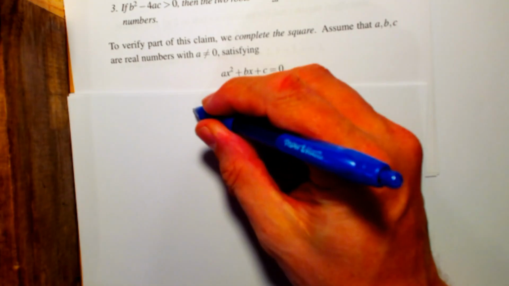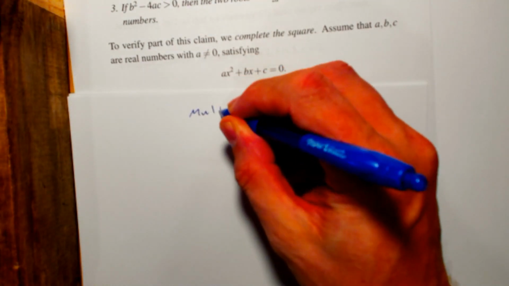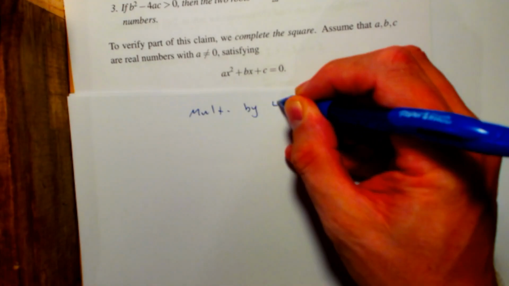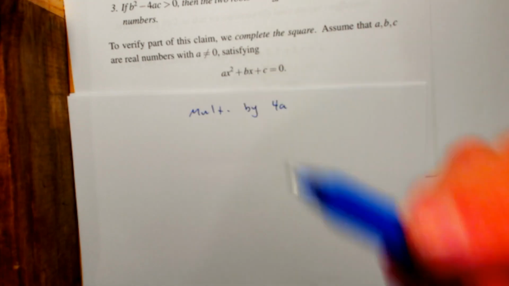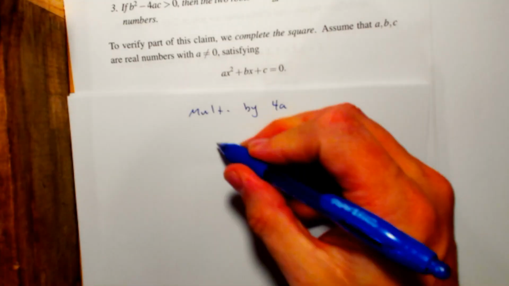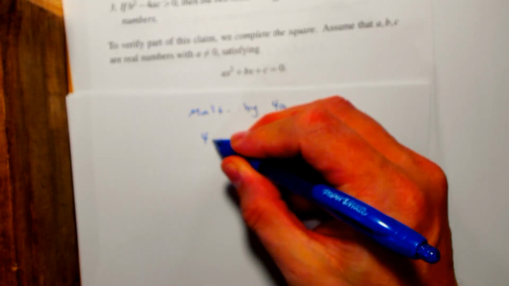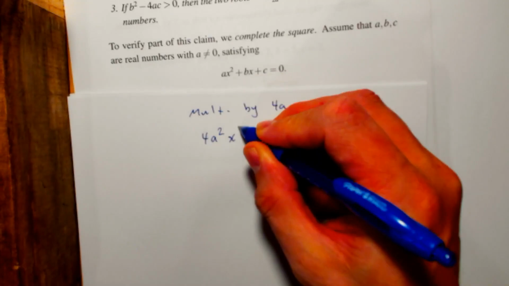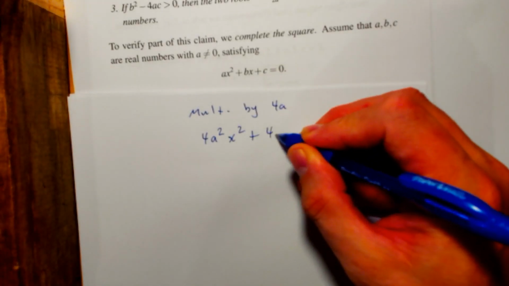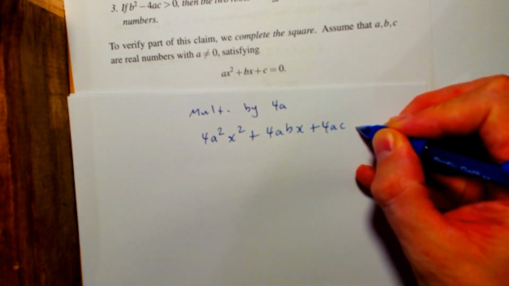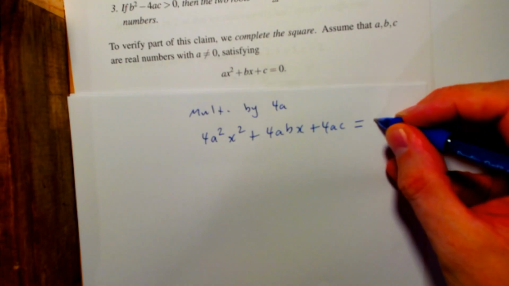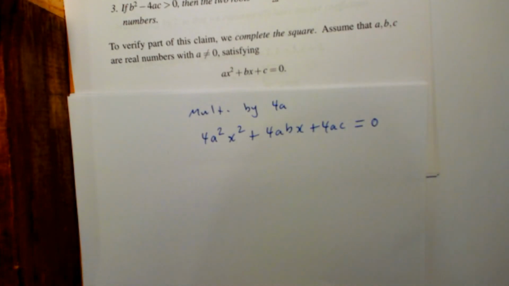Alright, so multiply by 4a, and the reason we do that is because it ensures that the leading coefficient becomes a square. So we will have 4a squared x squared plus 4abx plus 4ac is equal to 0 times 4a, which is 0.